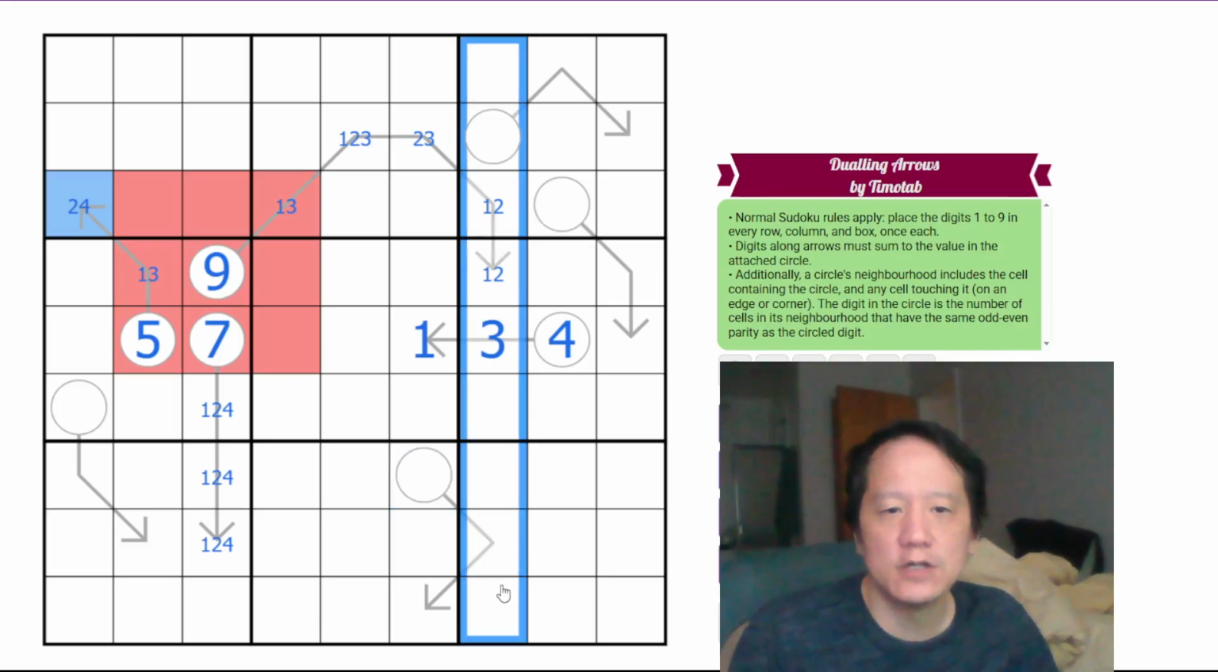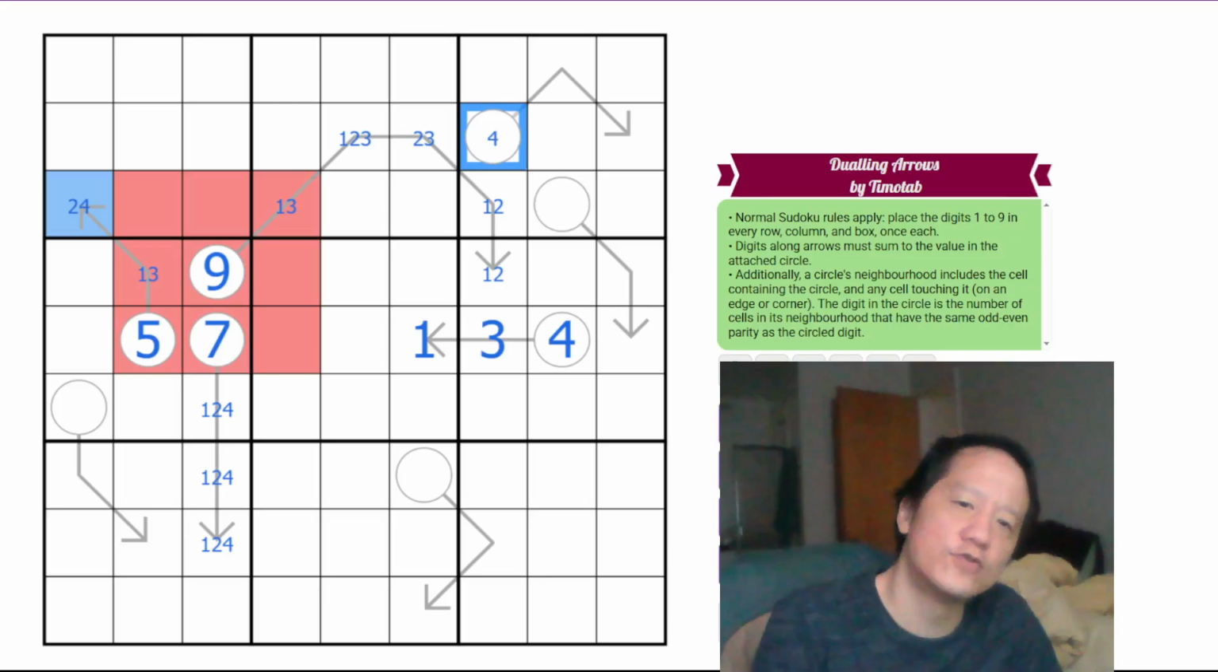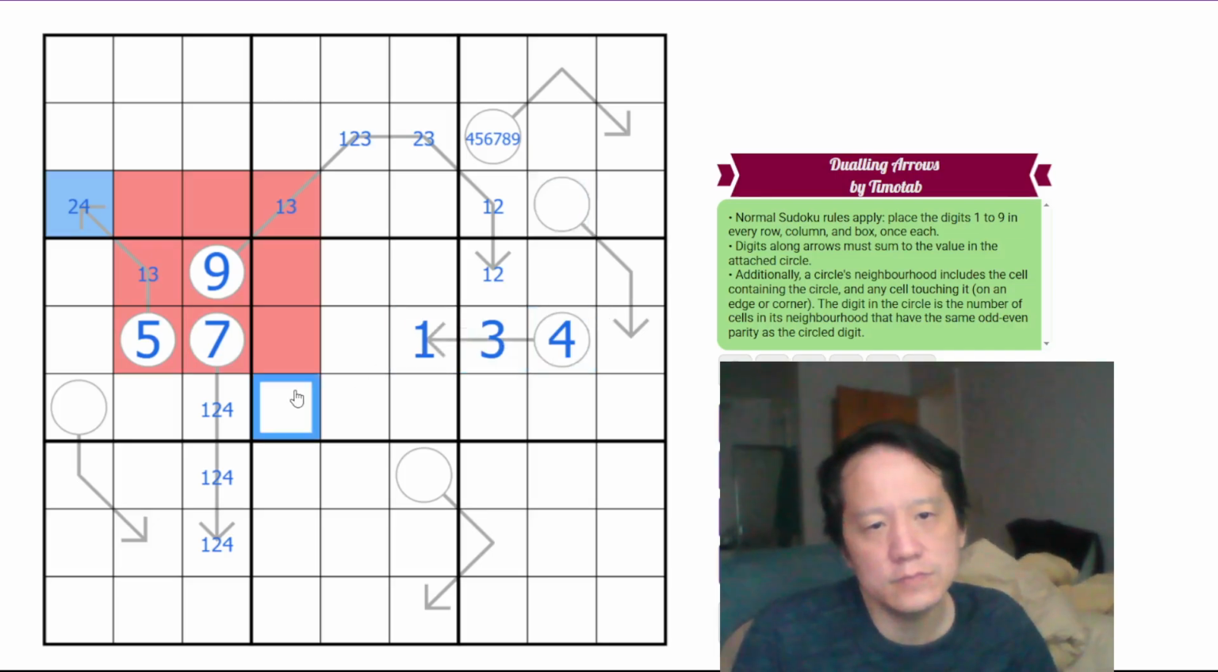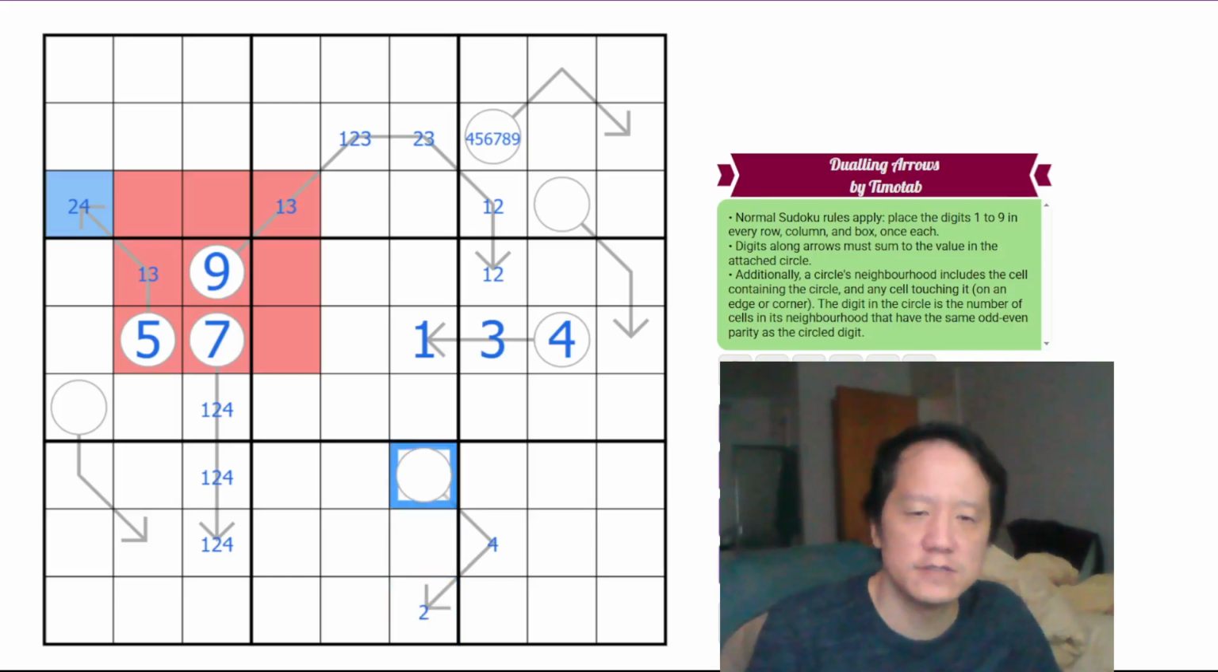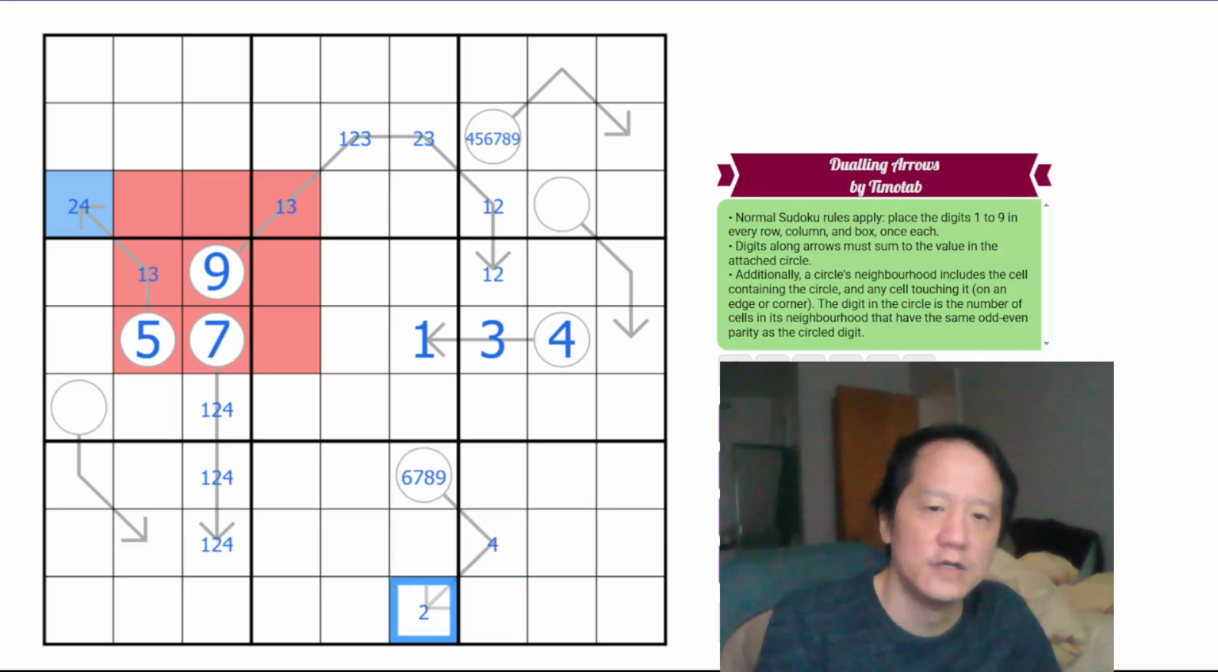The remaining digits in column 7 are 4 through 9. So this could be 4, 5, 6, 7, 8, 9. This has to be at least 4, which means this is at least 5. Actually, this can't even be 1 here, so this is at least 2. That means this is at least 6 here. So this is 6 through 9. This is 4 through 7, because this has to be 2 through 5 here.